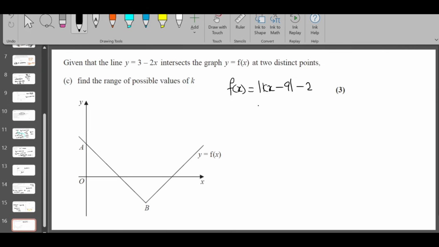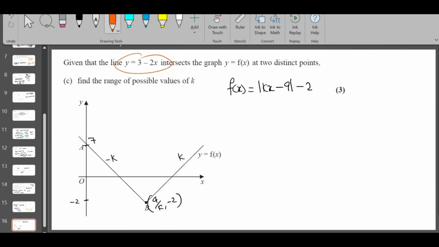To solve this question, this is the first thing you need to do. First, take note of all the known facts from the modulus function. We know this is 7. We know this point, 9 over k comma minus 2. That means this is minus 2. And then the slope of the arm will be the coefficient of x. So this has a positive slope k, and this has a slope minus k. In fact, we know the x-intercepts also, and if we want, we can make use of them.